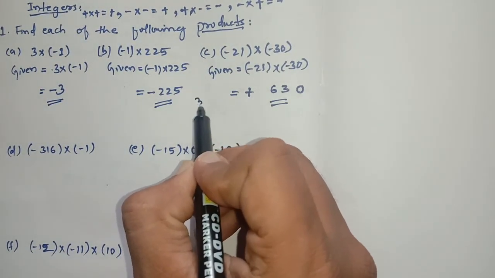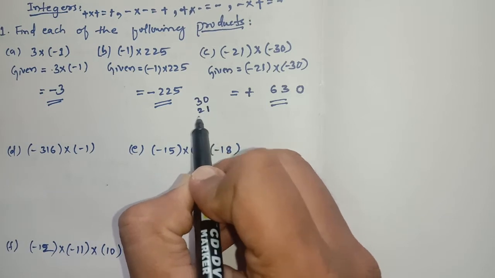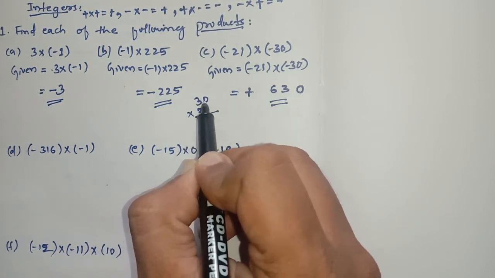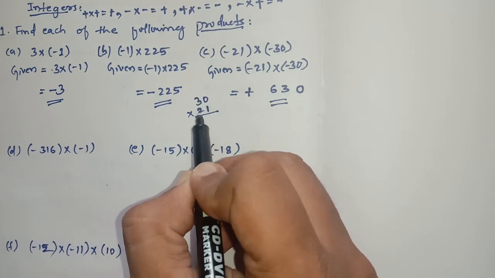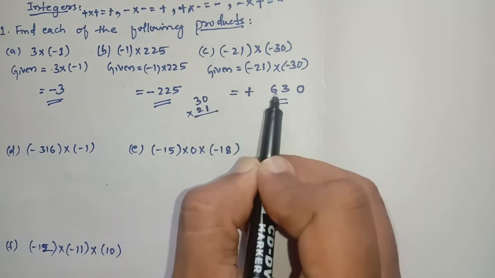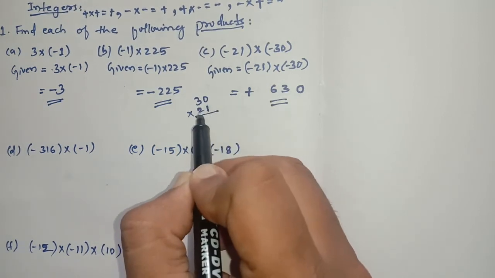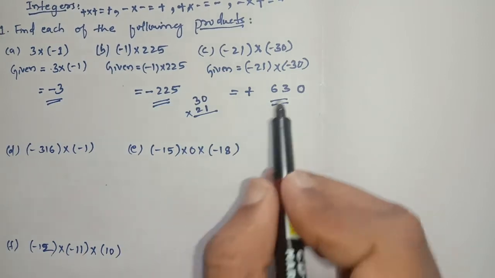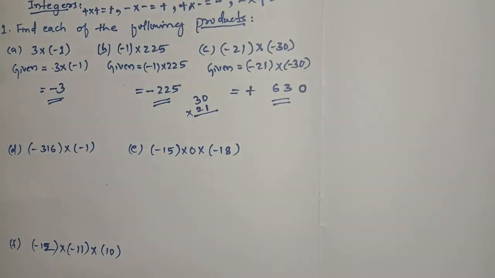How did I get it? I am showing you here. 30 into 21. I directly multiply the whole 21 with these numbers. 21 into 0 is 0. 21 threes are 63. When you multiply 21 with 3, you will get 63. So this is our answer, students.